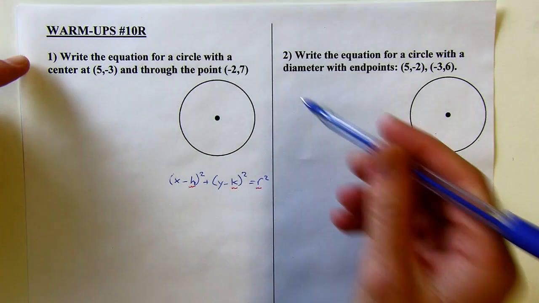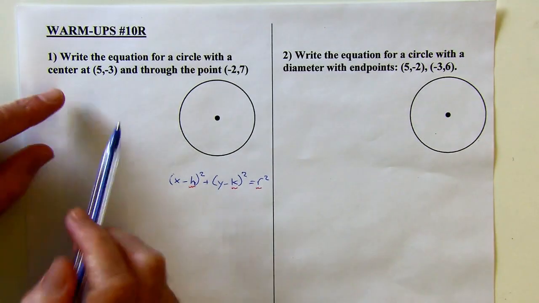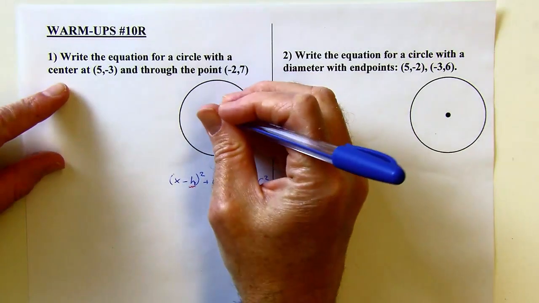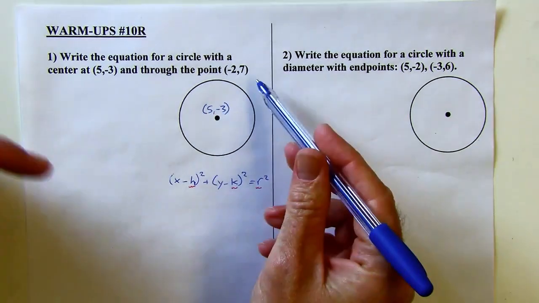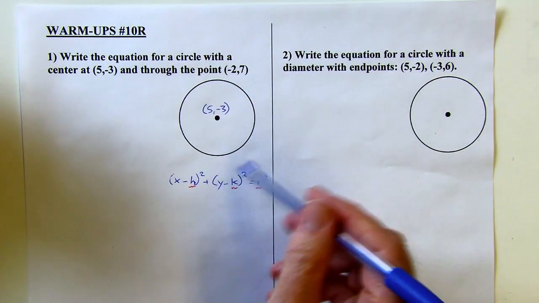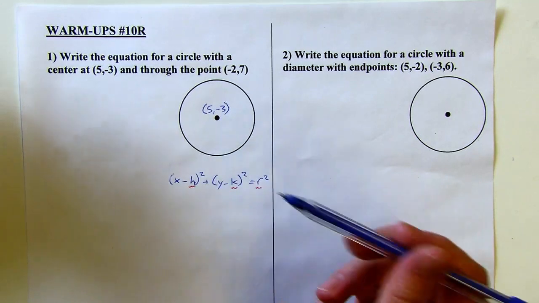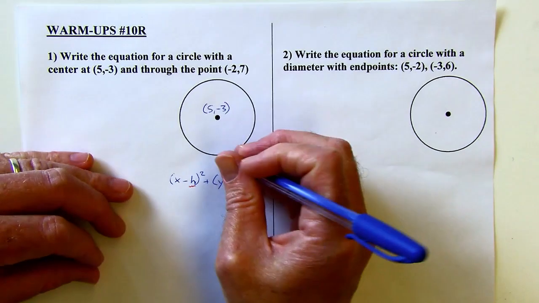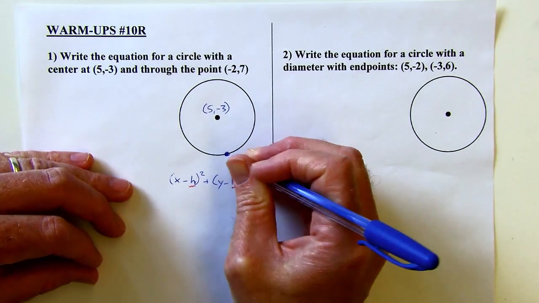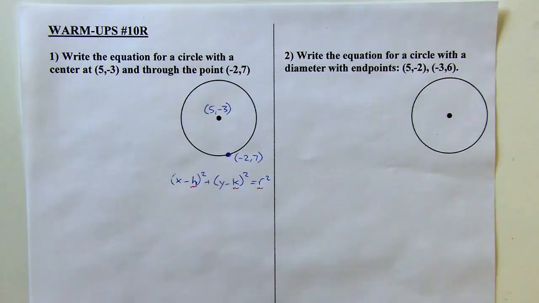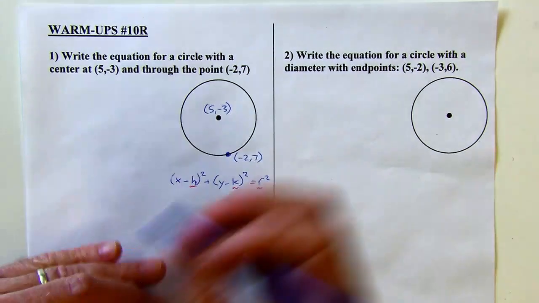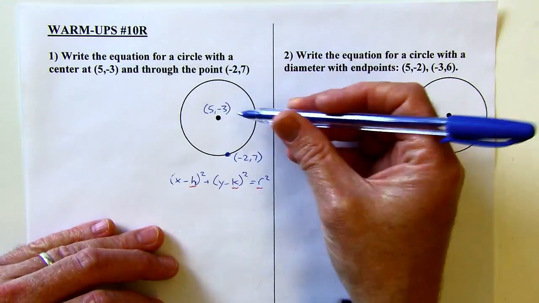So let's check out the given info here. We've got a center at 5, -3, so I'm just going to put that into my picture. And a through point, so by a through point, I just mean that's a point on the outside of the circle. Now, I'm not plotting this on an XY axis, so I'll just put that point wherever. I'm putting it down here and just saying that's -2, 7. Okay? So, the center of the circle is given.